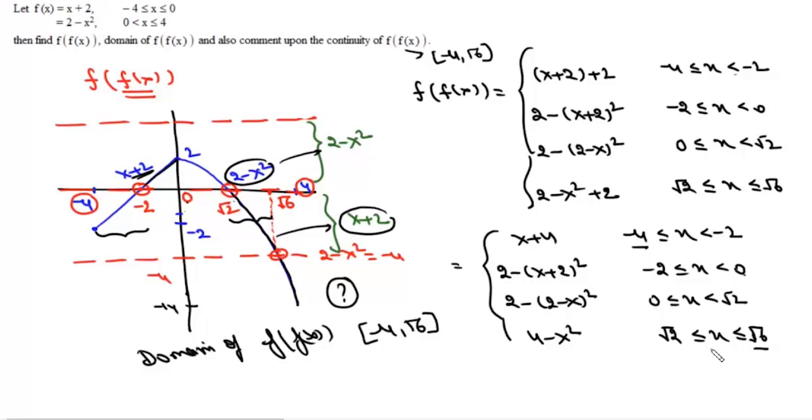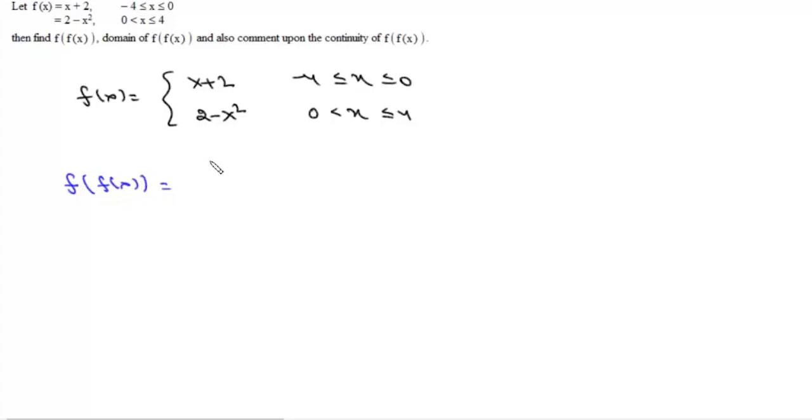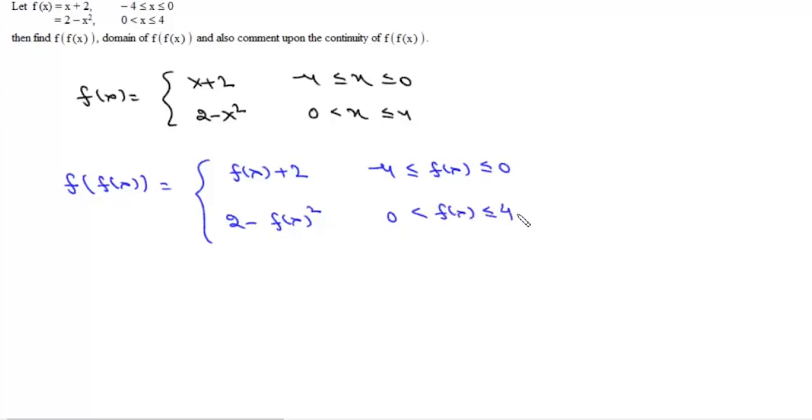So this is our graphical method. Now we'll solve this question using the algebraic method. For the algebraic method, we have this f x, which is defined as x plus 2 when x lies between minus 4 and 0, and it is 2 minus x square when x lies between 0 and 4. Now we need to find f of f x. Now f of f x is f x plus 2 when f x lies between minus 4 and 0, and will be 2 minus f x square when f x is greater than 0 but less than 4.